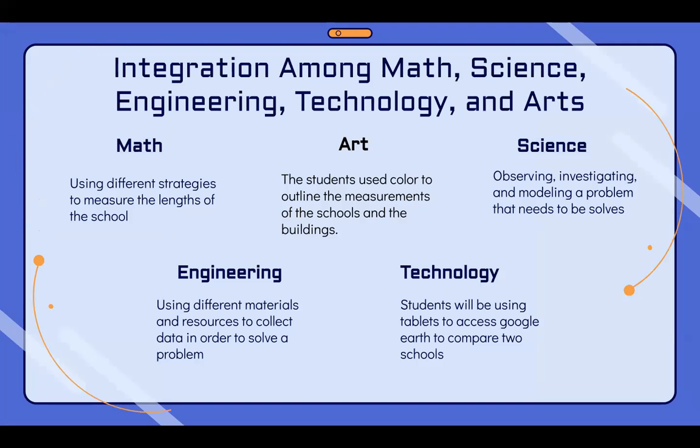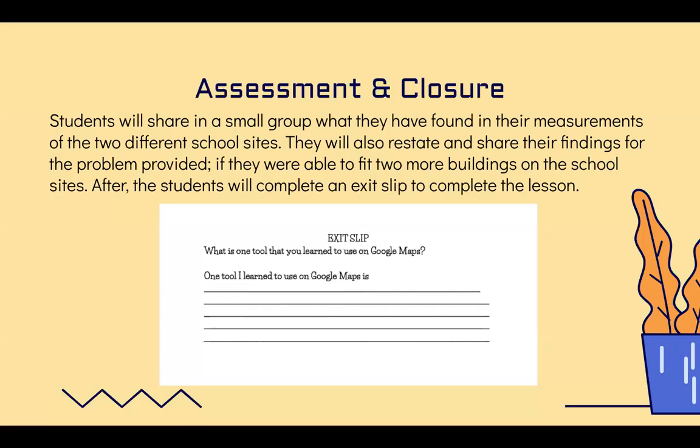So our integration among math, science, engineering, technology, and arts. For math, using differentiated instruction to measure the length of schools. Art, the students will use color to outline the measurements of the buildings. Science, observing, investigating, and modeling a problem that needs to be solved. Engineering, using different materials and resources to collect data in order to solve a problem. And lastly, for technology, students will be using tablets to access Google Earth to compare the two schools. Also, they could use computers.